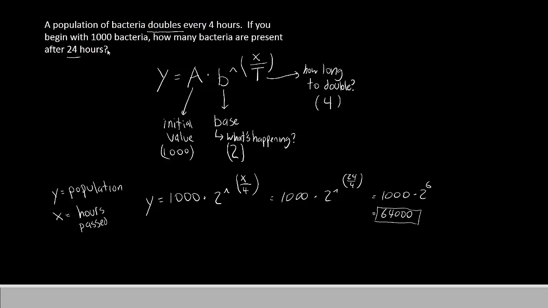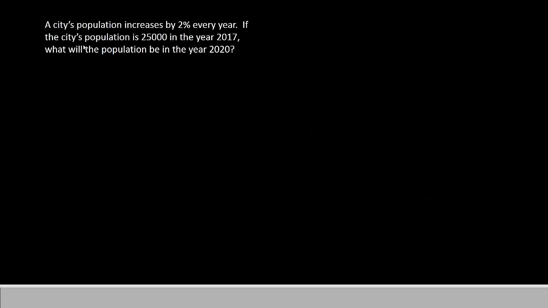Let's try another one. A city's population increases by 2% every year. If the city's population is 25,000 in the year 2017, what will the population be in the year 2020?